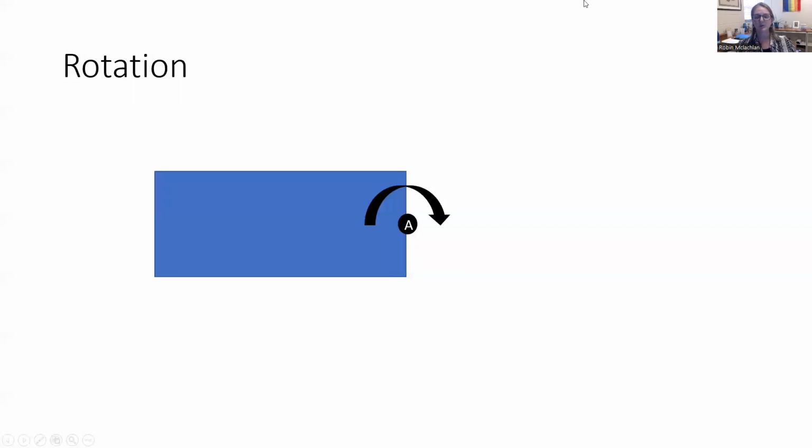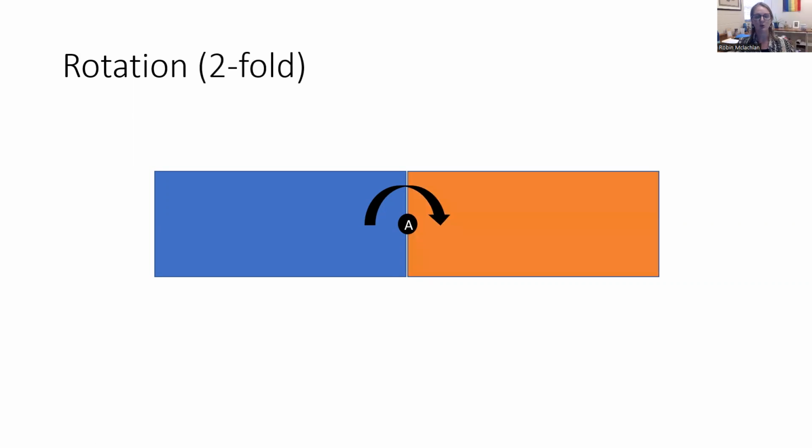All right, the next type of symmetry we have is called rotation. We're no longer thinking about folding along a line like we did in reflection. Now we're thinking about rotating around that central point of symmetry here, denoted as A, right? So an example of this is you take a shape, you rotate it about that central point once, and you get what we call two-fold symmetry, right? A rotation once creates two identical parts, two-fold symmetry.